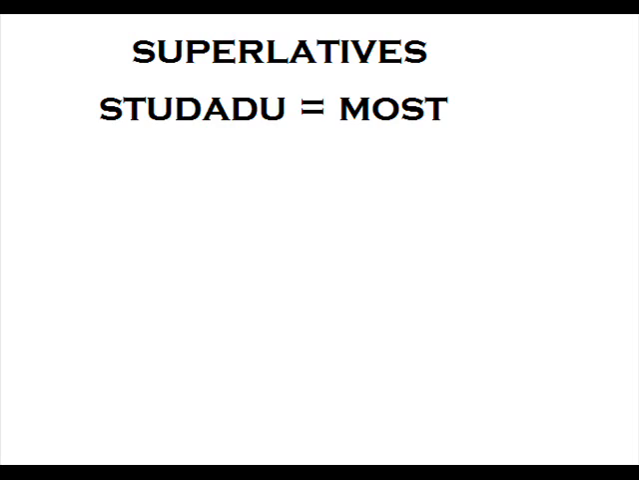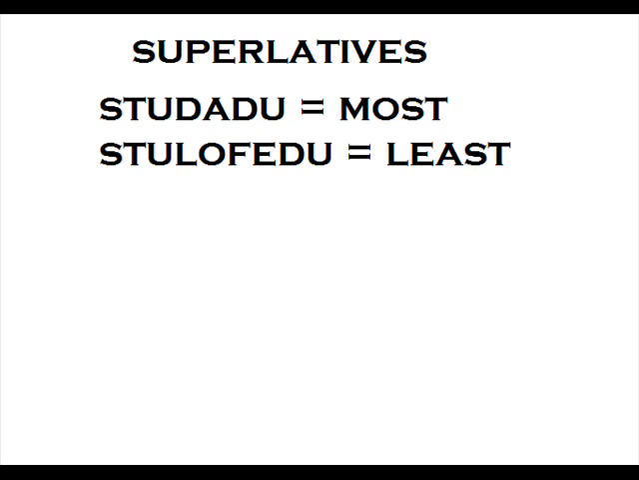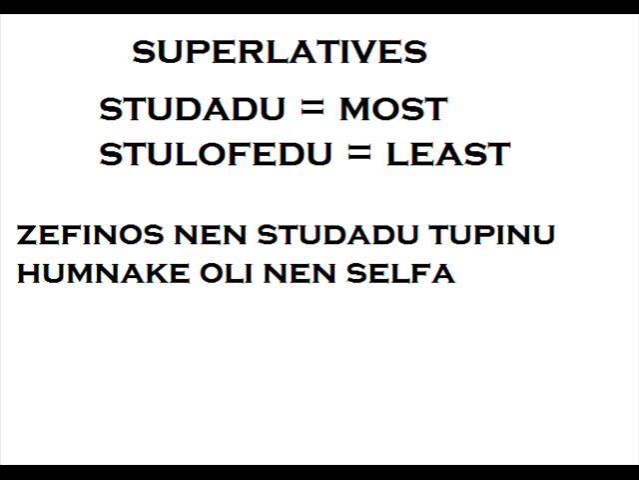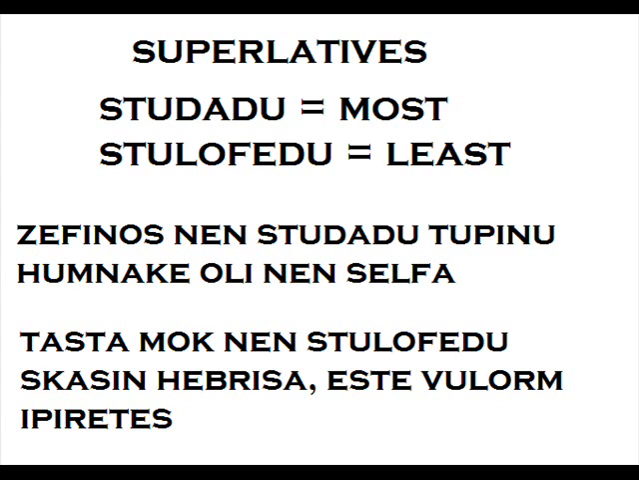Similar to the comparative is the superlative, which indicates that an object is the greatest or least with regards to some property. For this, you need studadu, most, or stulofedu, least. And unlike the comparative, only one object is required. For examples, Zephinos nen studadu tupinu humnake oli nen selfa. I live in the biggest house in the city. Tastamok nen stulofedu skasin hebrisa este vullor mi piretes. That is the least happy boy I have ever interacted with.